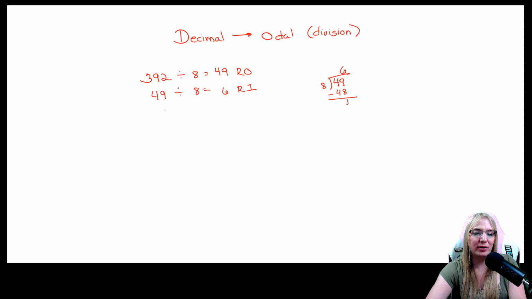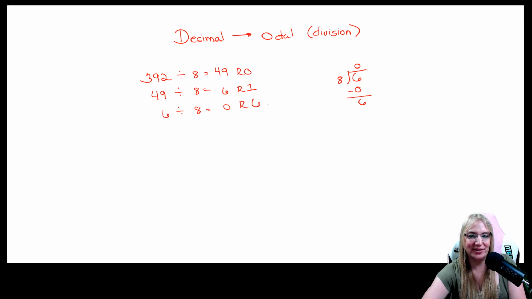All right, so 6 times 8 is 48. Take the difference, that gives us 1. So here we have 6 with a remainder of 1. Just like that. And then finally we have 6 divided by 8. Zero, because 8 can't go into 6. So we get 0 with a remainder of, look at this, 6.